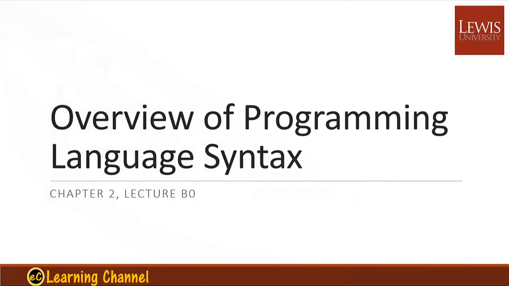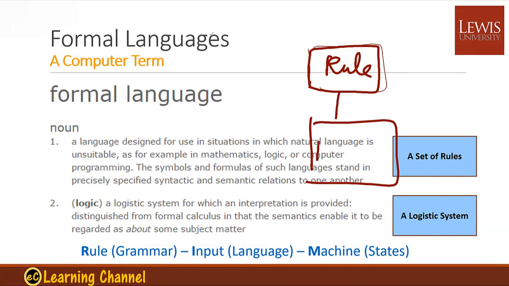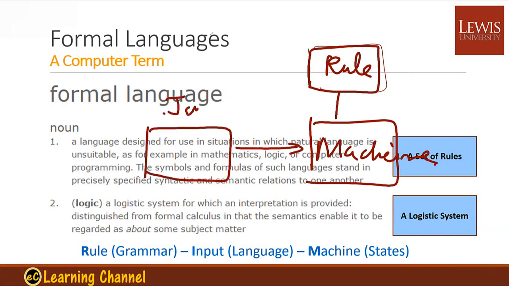So overall, we have programming language syntax, okay? A formal language, a programming language, is a set of rules and a logistic system. So grammar, input, and machine, three in one. You have some sort of grammar rule. For the Java language, you have Java rules, so that's a grammar rule. And then, using the grammar rule, you build a machine, right? A Java virtual machine or a compiler. You input a Java program as input. These are three in one.